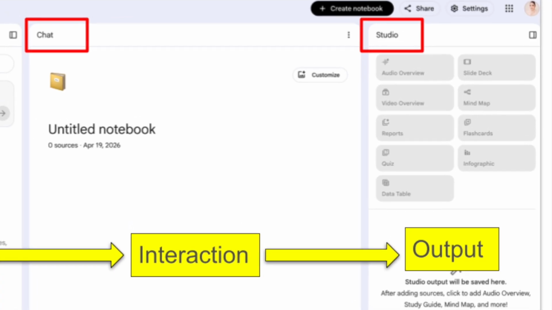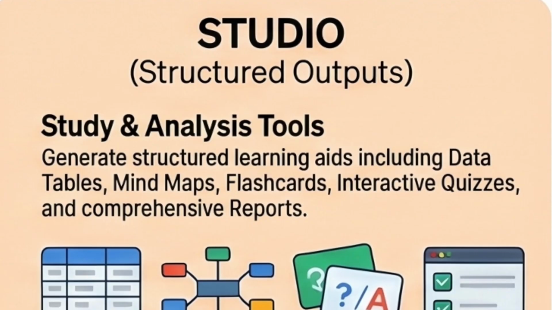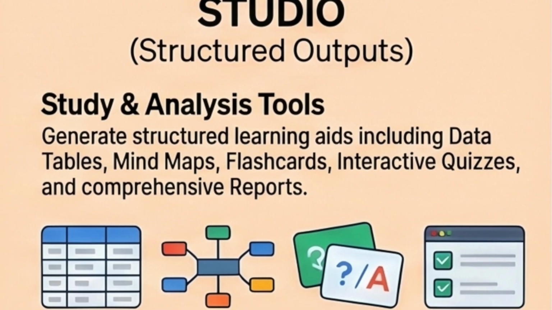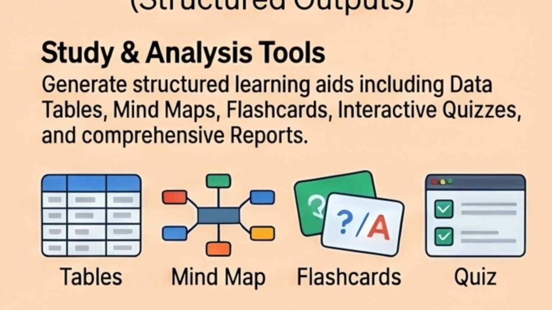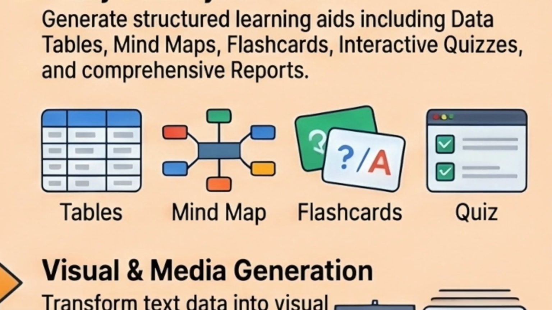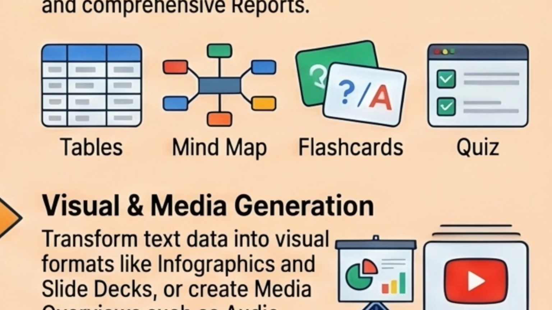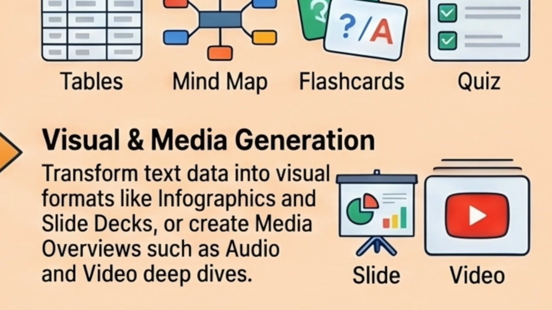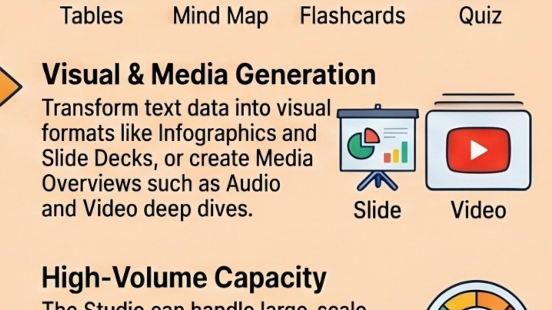Finally, Studio, the output, is located in the right-hand panel. The Studio contains features dedicated to transforming your sources or research into different types of structured final products through several preset generation tools. For example, there are those geared towards study and analysis, such as tools to generate data tables, mind maps, flashcards, quizzes, and reports.